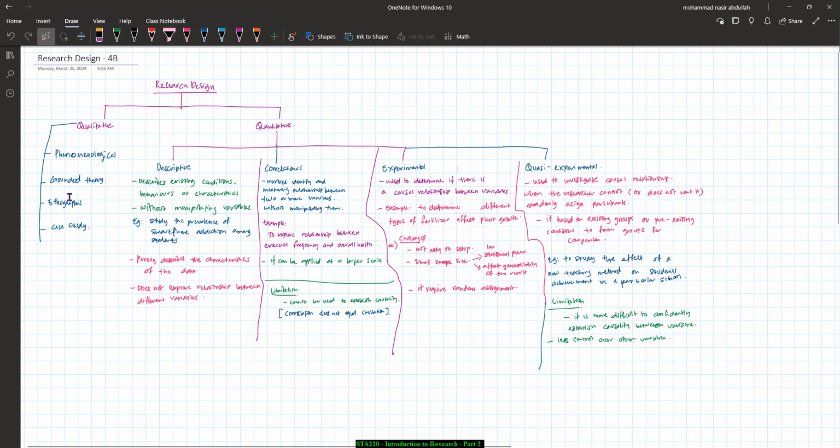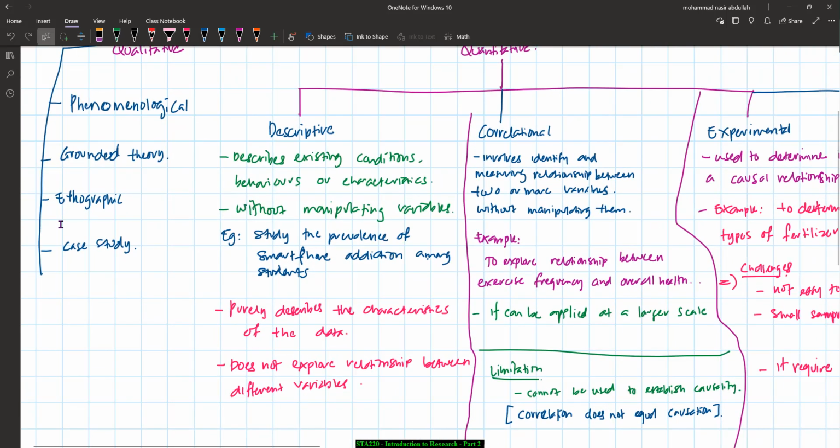So qualitative is basically, for example, phenomenological design. We just want to explore the meaning of life experience and how it is perceived by individuals. Basically, we want to understand people's perspective, emotion, and behavior in a specific condition. I didn't write it down, but you need to pick up from my speech and my lecture.